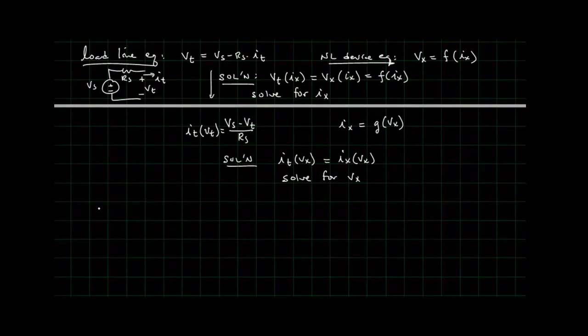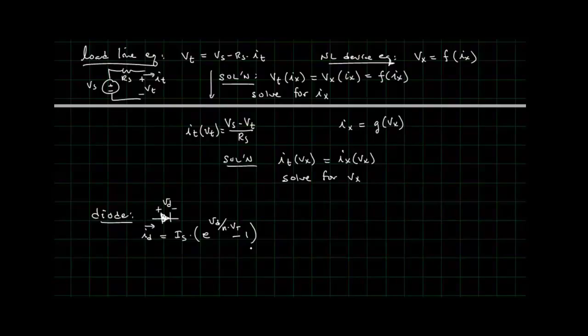So for instance, what if we have a diode? Consider a diode, and let's assume it was an ideal diode, which means it follows the Shockley equation. The Shockley equation says that the current of the diode is equal to Is, some constant, times e to the diode voltage over a product of constants here, n times Vt, minus 1.